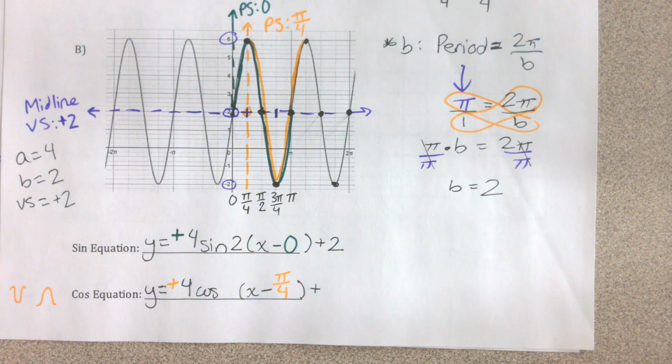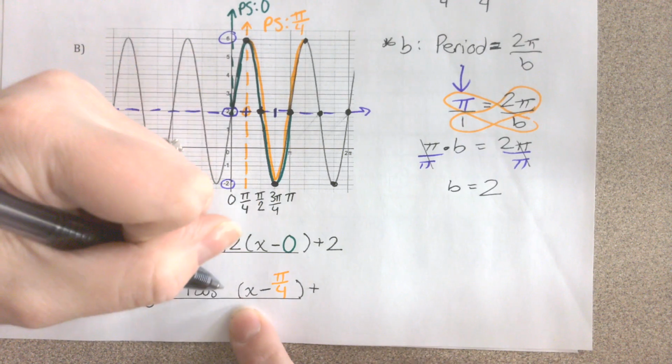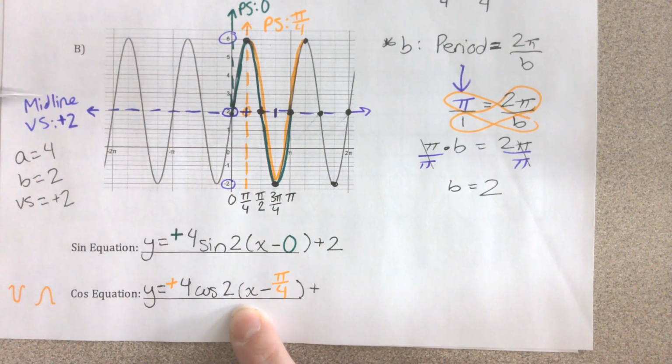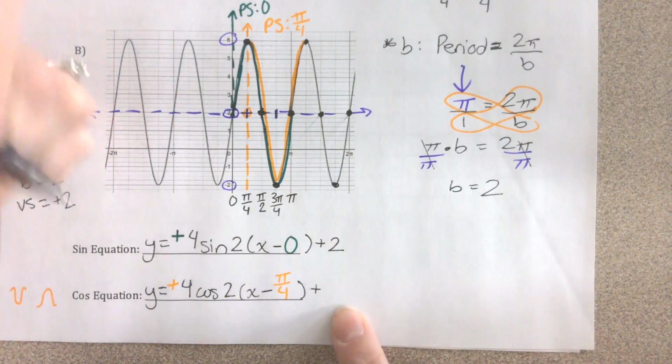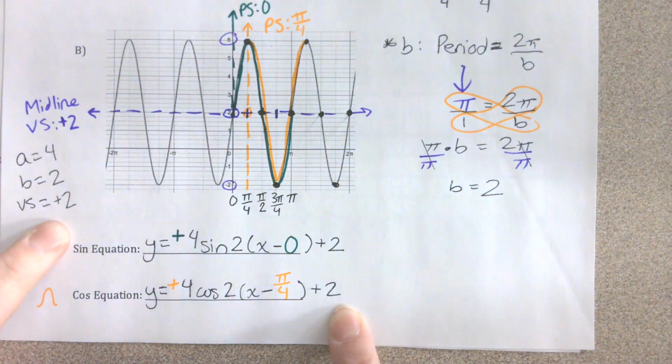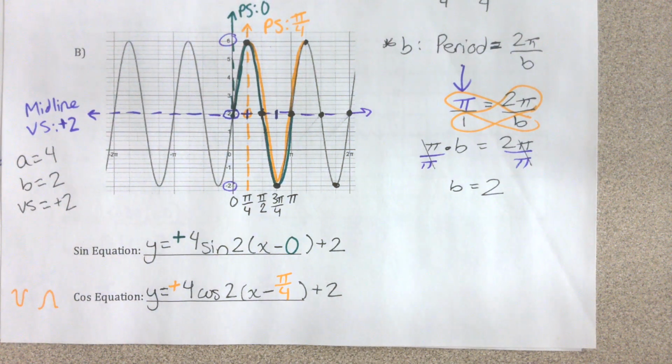And it's an upward U. I intentionally went for that. After cosine, we write the B value. Again, B does not change. It affects the whole graph. And then vertical shift does not change either, so it's going to be the same.